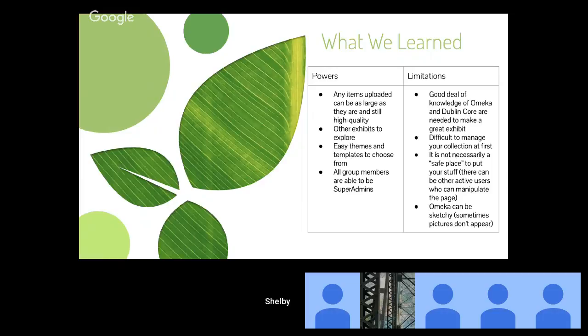Some limitations: you need a really good deal of knowledge of Omeka and Dublin Core to really organize it in the way the website is structured. So Liz gave us this organized worksheet that had everything we could include in the Dublin Core, which helped out a lot.